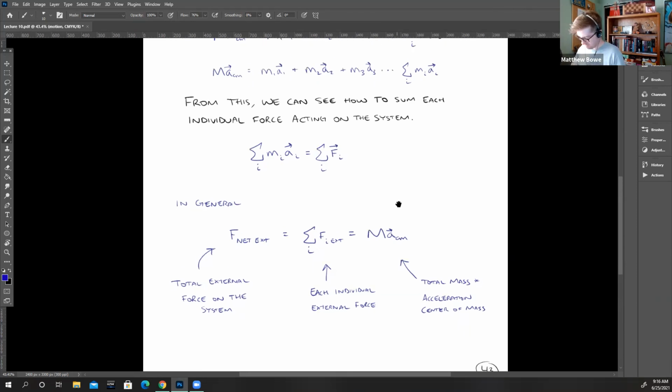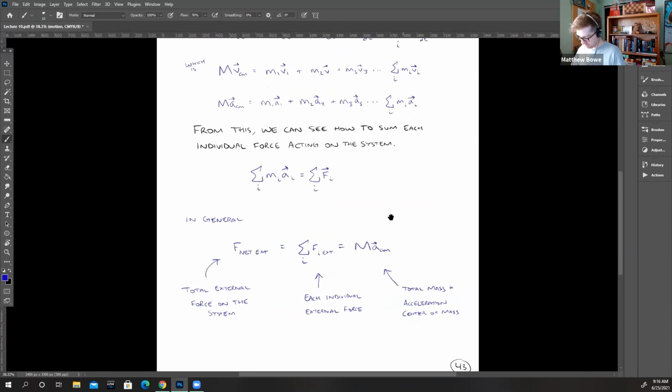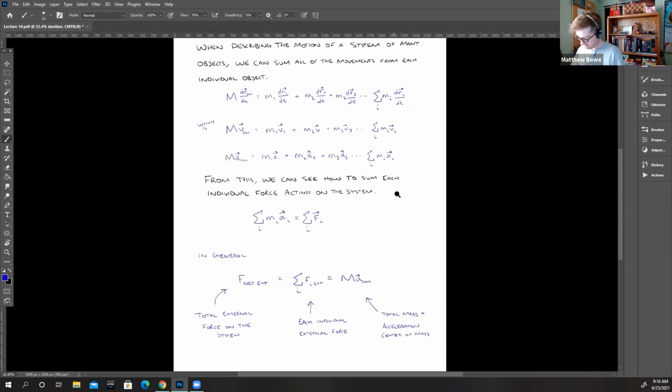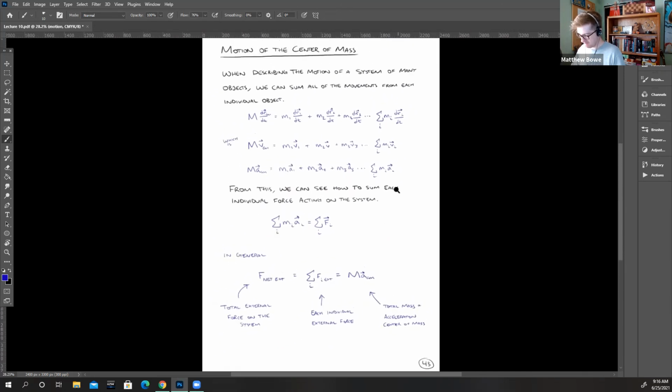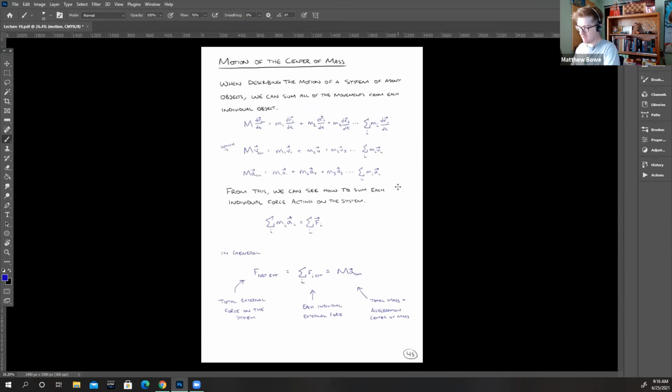Okay, so just a little bit on the motion of the center of mass. Other than that, it's pretty much all I have for today. So we finished my half chapter, chapter 5, on friction and center of mass.